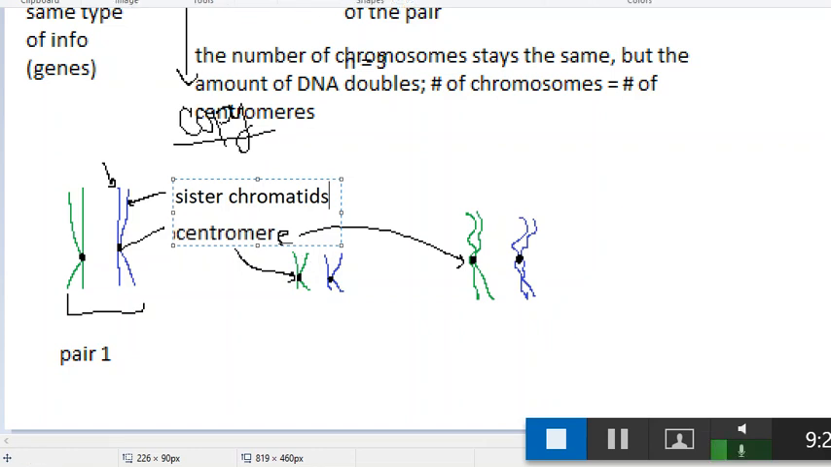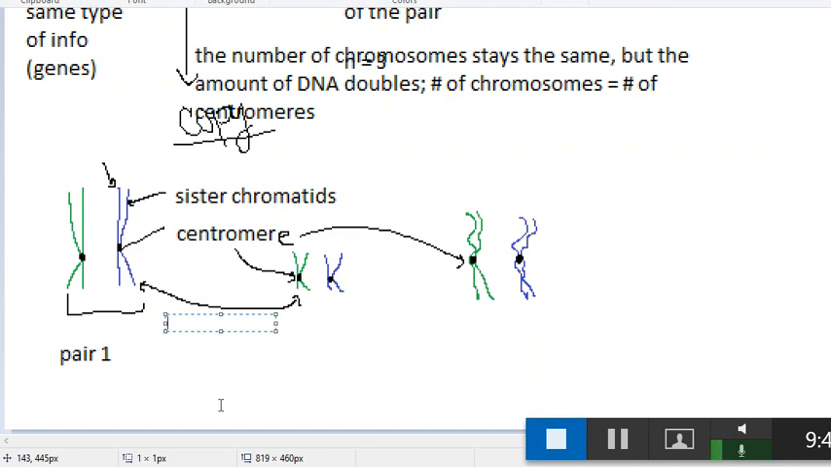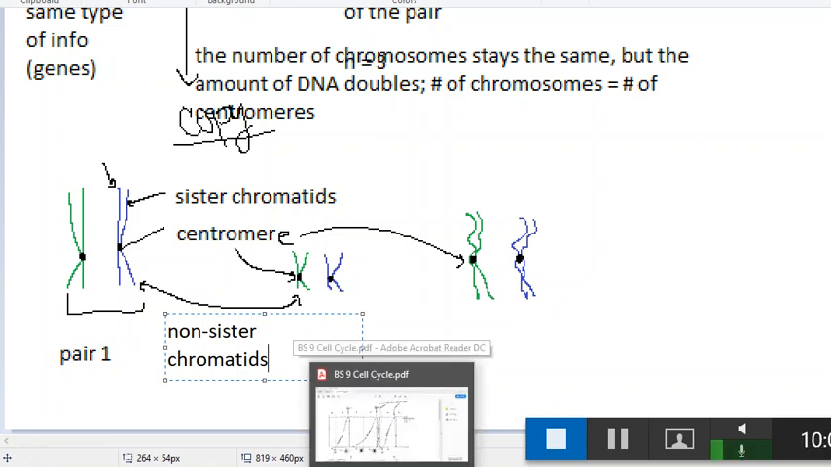If you want to compare, let's say I want to compare this chromosome from pair number 1 to this chromosome from pair number 2. Well, they're not copies of each other, so they would be called, you might remember this from honors bio or regular bio, non-sister chromatids. All right, so this is the basic vocab that you're going to need to know for this unit, and I'm going to go ahead and switch over to the big sheet.